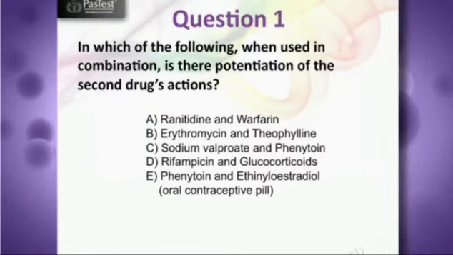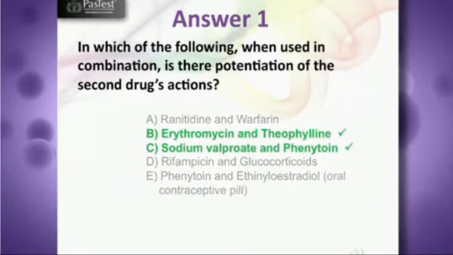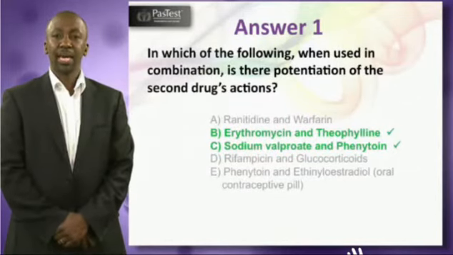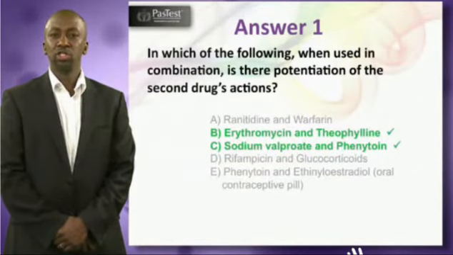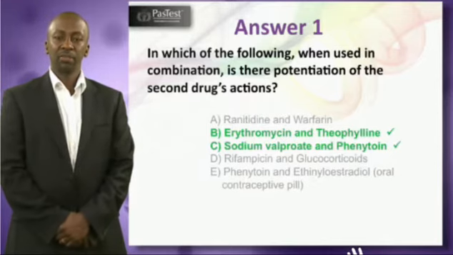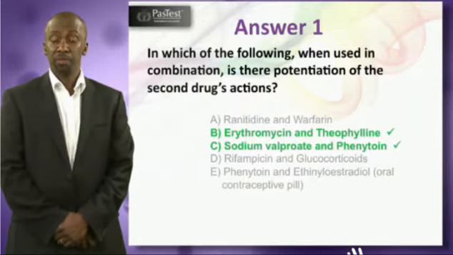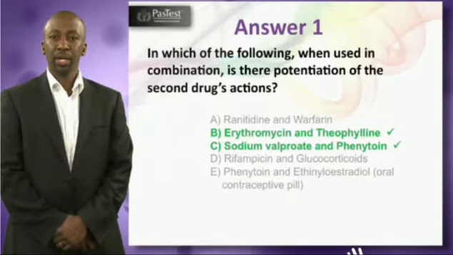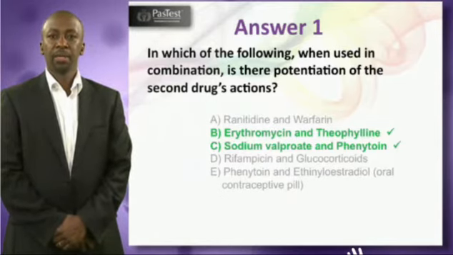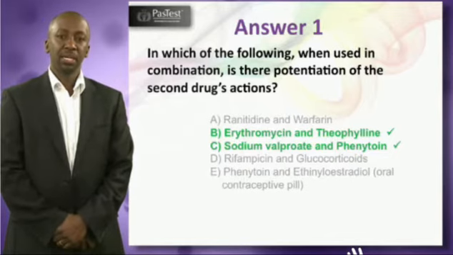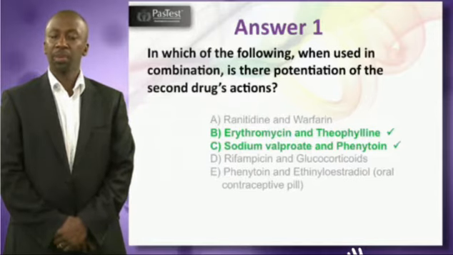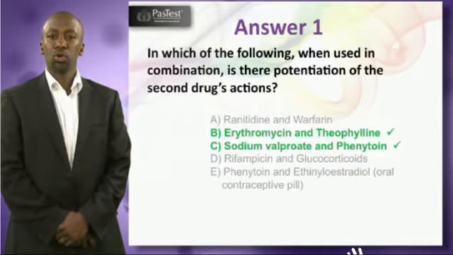So in fact, there are two answers there which are correct. Erythromycin will potentiate and may lead to theophylline toxicity. Sodium valproate, when given with phenytoin, may potentiate and lead to phenytoin toxicity. Whereas if you look at rifampicin and glucocorticoids, rifampicin would induce the breakdown, not the potentiation, of glucocorticoids.